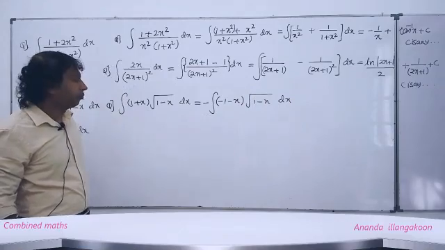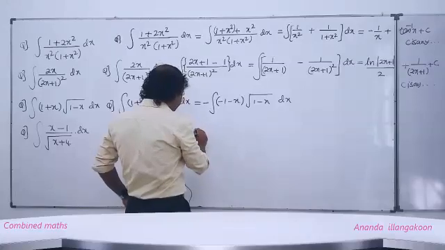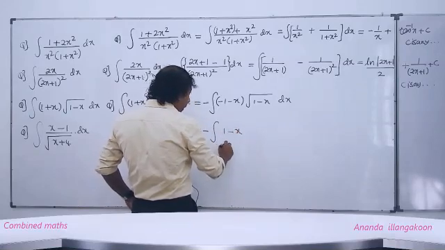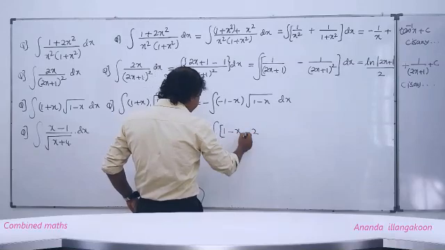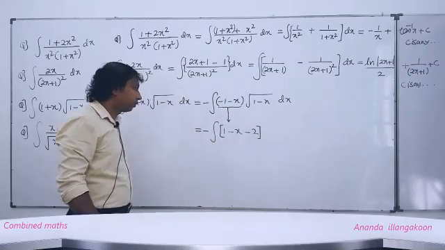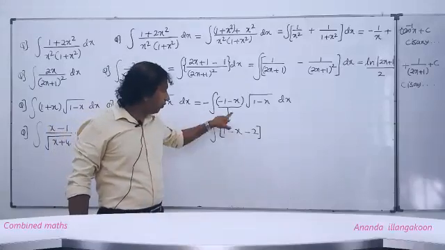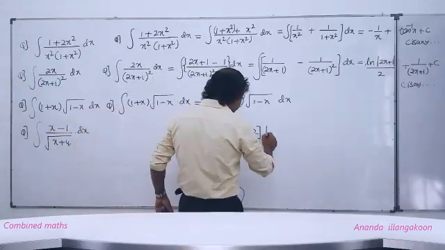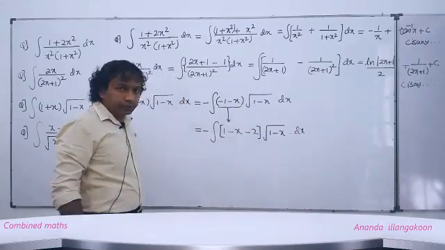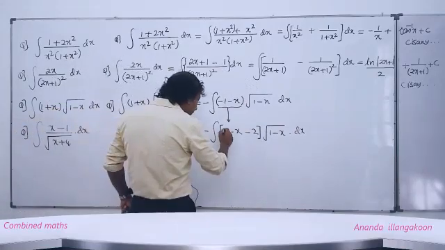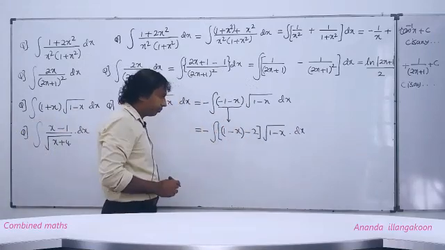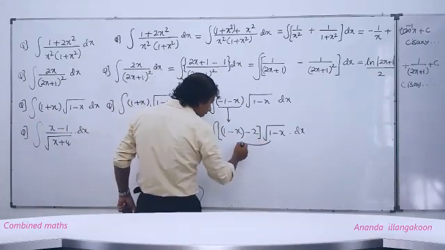Then what I do next is this. I write this as 1 minus x minus 2. When you simplify this, we get 1 minus 2, which is minus 1, and minus 2 here. Now this 1 minus x term we consider as one term. Then we remove the bracket and multiply.